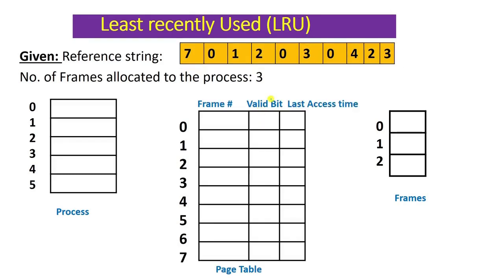The page table also gives us the information whether a particular page is present inside any of the frames or not. Let's say we come to 1 and I want to ask whether 1 is present in any of the frames or not. So the valid and invalid bit will be telling me this information.